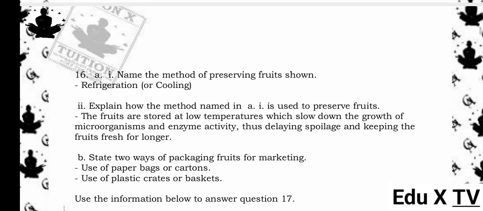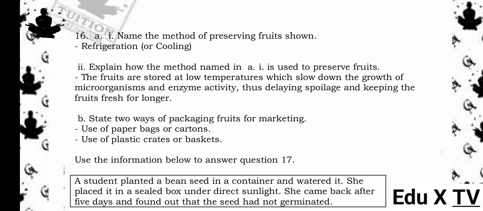16. A. Roman figure number 1. Name the method of preserving fruits shown. Refrigeration or cooling. Roman figure number 2. Explain how the method named in A is used to preserve fruits. The fruits are stored at low temperatures which slow down the growth of microorganisms and enzyme activity, thus delaying spoilage and keeping the fruits fresh for longer.